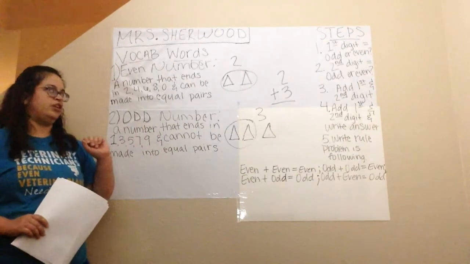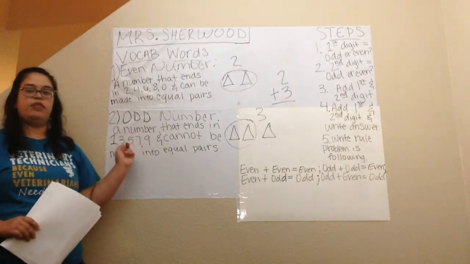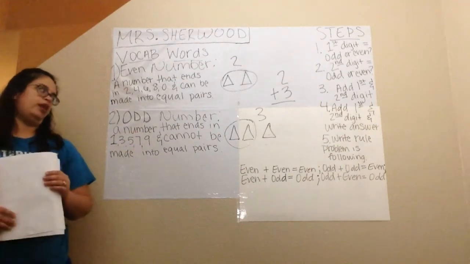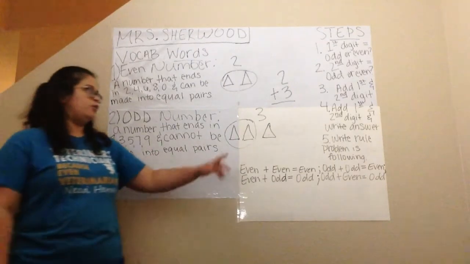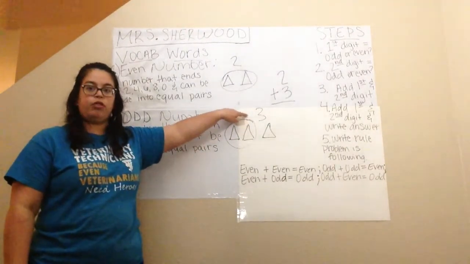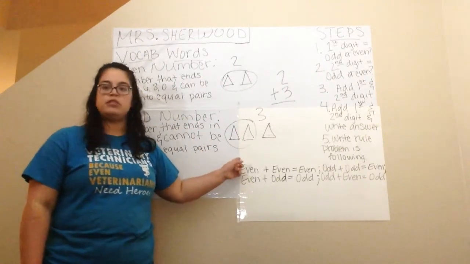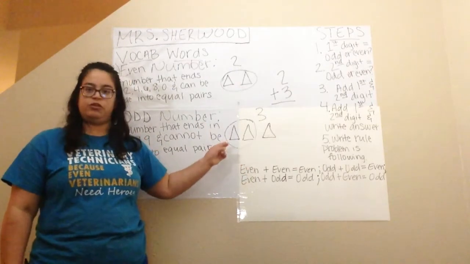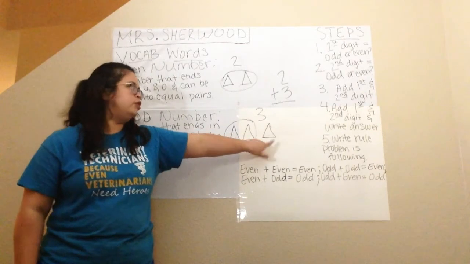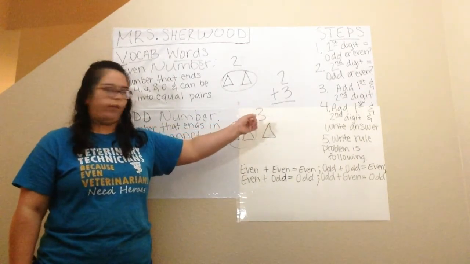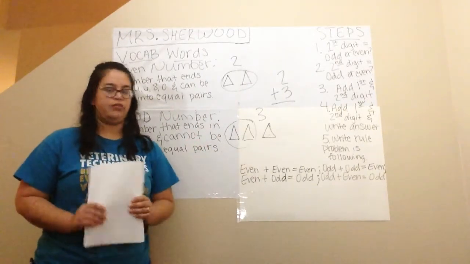My second definition is an odd number, and that is a number that ends in 1, 3, 5, 7, or 9 and cannot be made into equal pairs. So for example, I have the number 3 here, and I drew out 3 triangles. I was able to circle 2 of them together. I was able to pair 2 of them together, but I still had 1 left over. So that's an example of an odd number where you cannot pair all the numbers together.